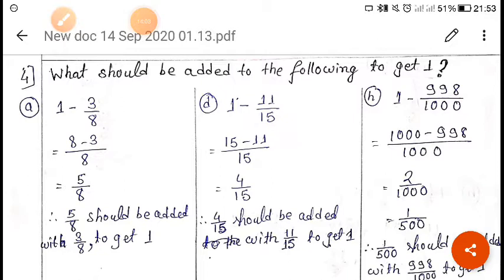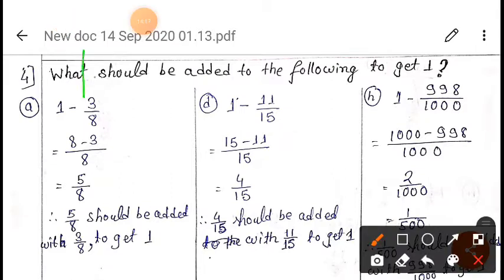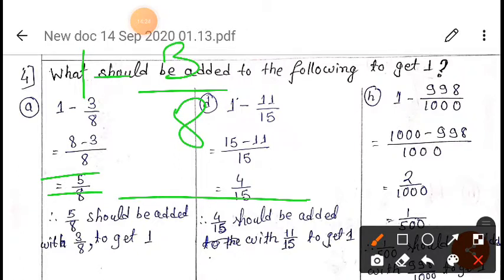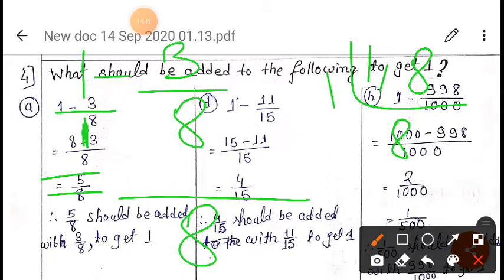So what we will do, we will simply subtract this from 1. When you subtract this from 1, where nothing is written, it means 1 is there, okay? If nothing is there, always remember that there is 1. So for 1 and 8, when you find the LCM of 1 and 8, it will be 8 only, right? 1 into 8 is 8. So here you will see 1, here 8.